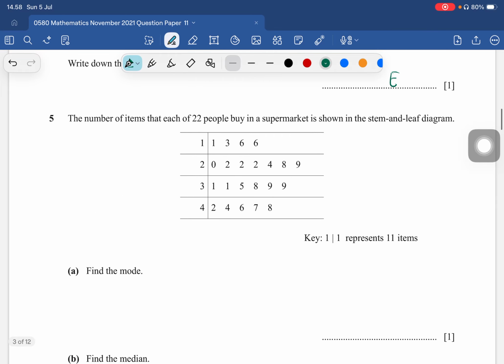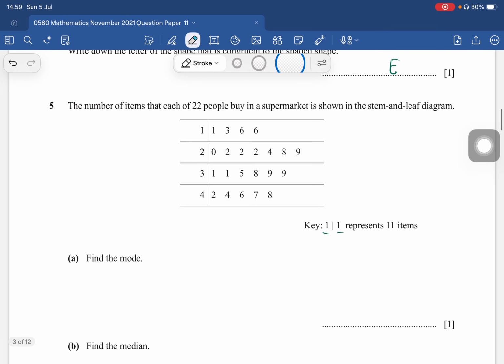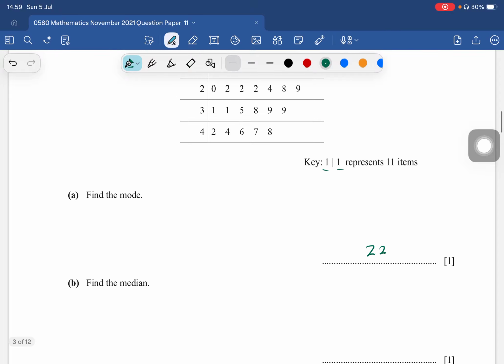Number 5. Here is the stem and leaf diagram. 1 and 1 represent 11 items. Find the mode. The mode is the most common. So we've got 16 two times, and 22 we've got three times. That is the most. So the mode is equal to 22.